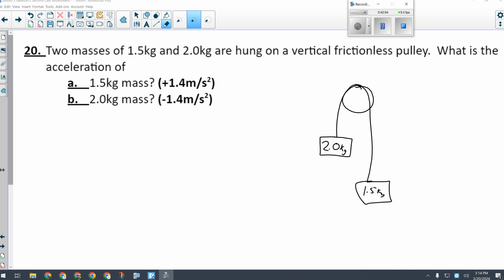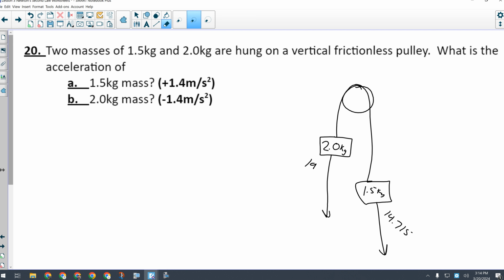Force of gravity on each mass. They're hung over a vertical pulley. That means gravity is pulling down on each of them. So this one is going to be 14.715, 1.5 times 9.81. This one will be 19.62, 2 times 9.81. Right? Now, they're both acting the same direction. Is that okay? Well, they're actually not. Technically, they're both down, but they're opposing each other, right? The one mass is pulling on the other, and the other mass is pulling back on it in response.